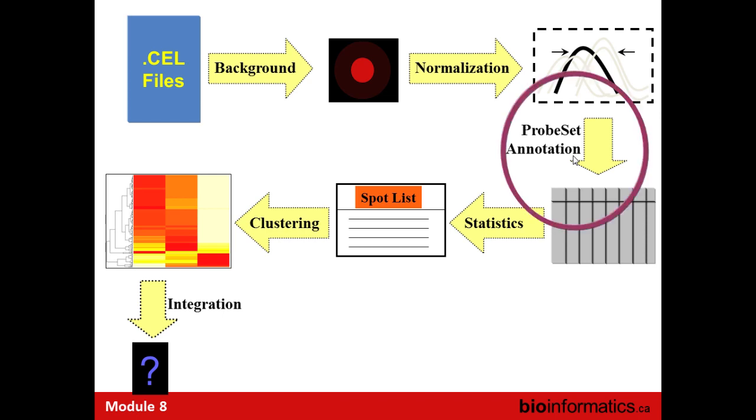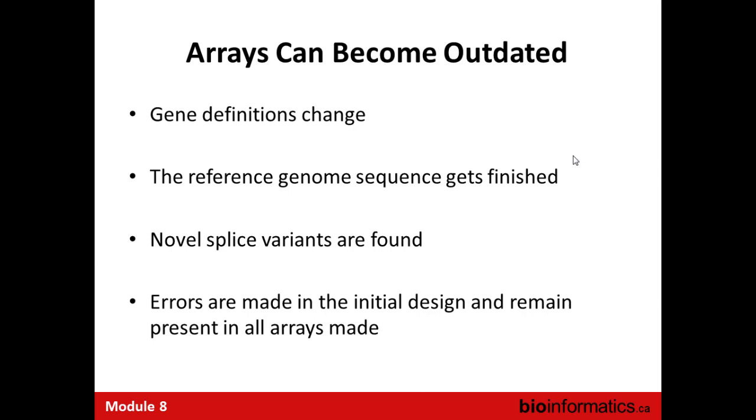The probe set annotation. Well, arrays can become outdated. Perhaps the most important thing to think about in a microarray experiment relative to an RNA-seq. In an RNA-seq, you find whatever the heck is there. It's the RNA. By contrast, in an array, you're measuring targeted aspects of the experiment. You're saying, I want to measure these 20,000 genes. If somebody discovers a new gene tomorrow, you didn't find it.